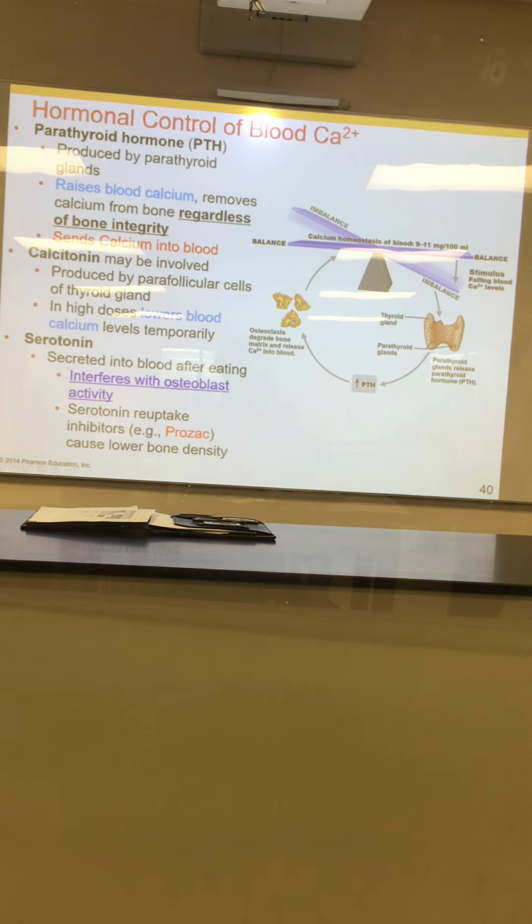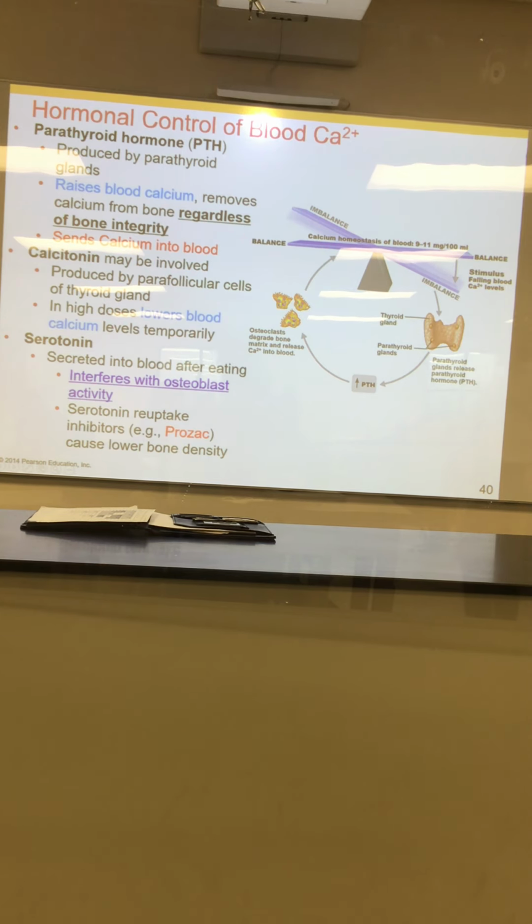Now, I want you to notice something. It says, removes calcium from bone regardless of bone integrity. I don't care if your bones are already soft from osteoporosis. You will die if your blood calcium is unstable. So we'll take it out of the bones no matter what. This is what leads to the really nasty side effects of osteoporosis. Let me not put raising the T's in.